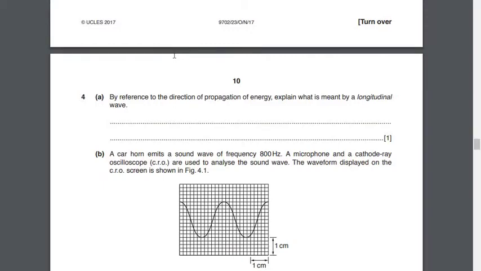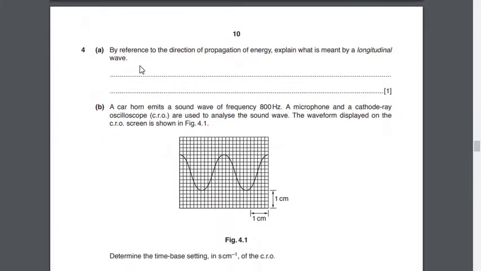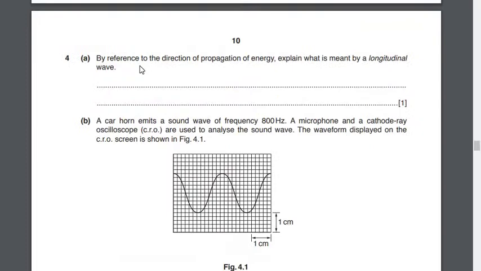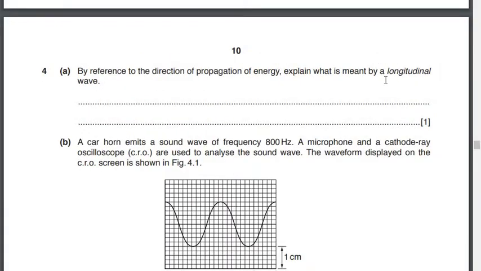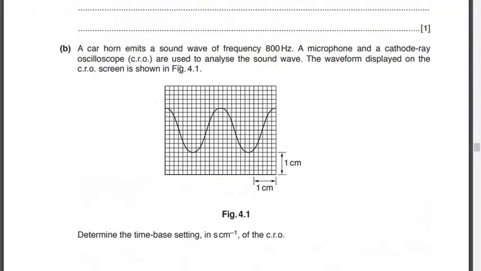AS 17, paper 2-3, question 4. By reference to the direction of propagation of energy, explain what is meant by a longitudinal wave. The particles are disturbed along the direction of propagation of energy. Alright, easy stuff.